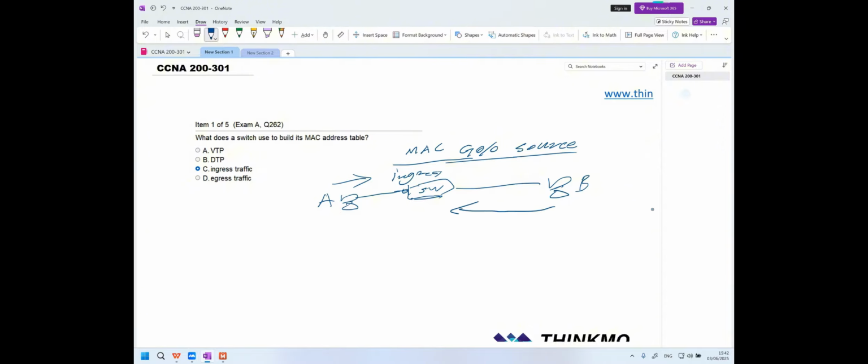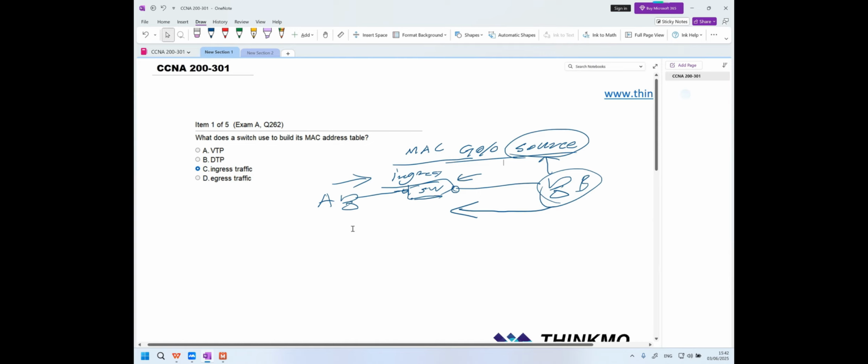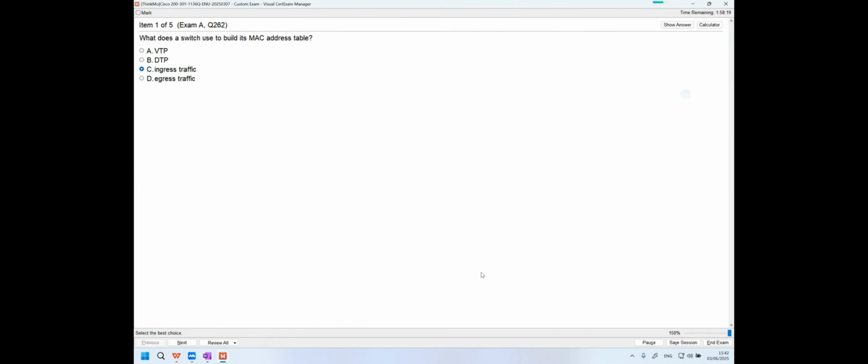Then, when host B replies, its interface becomes the inbound interface, right? So it will also bind the inbound interface with the source address in the reply message sent by B. Therefore, the correct answer to this question is C. We should choose C as the correct answer.